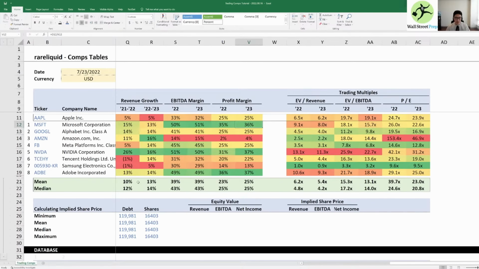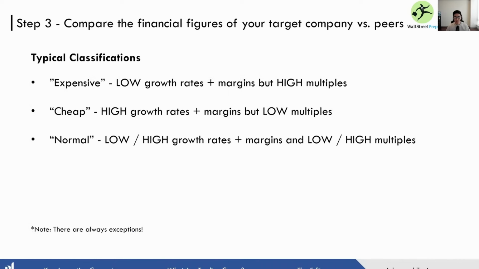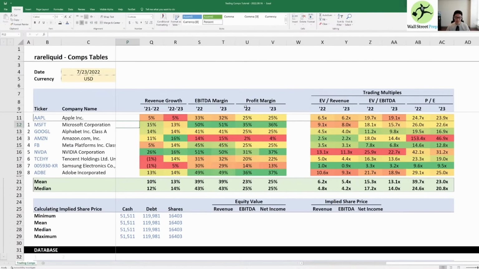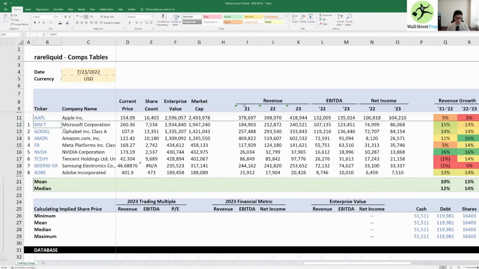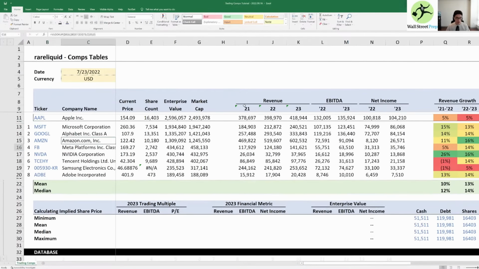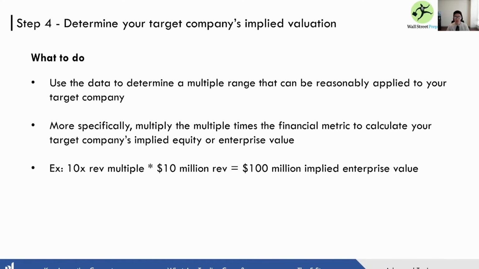I guess you could kind of argue based on these peer sets that Apple has kind of low growth rate, and then margins are kind of decent, but not as high as some of its peers. But it's trading at higher EBITDA multiples than something like Microsoft, which has higher margins and higher growth. So then you can kind of make the argument maybe that Apple is expensive, but that really is probably also for good reason. So companies that are expensive or cheap or normal and trading at certain multiples, they're usually for a good reason. But this is still a really good way to figure out what companies are trading at. So let's now go into the next step, which is determining your target company's implied valuation.